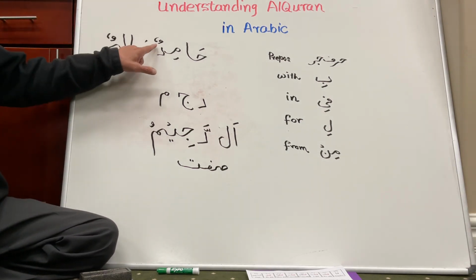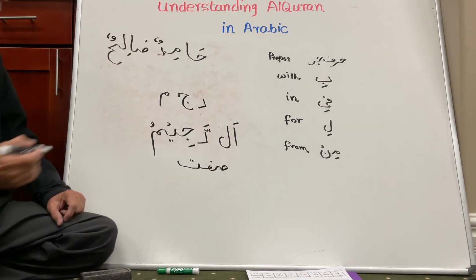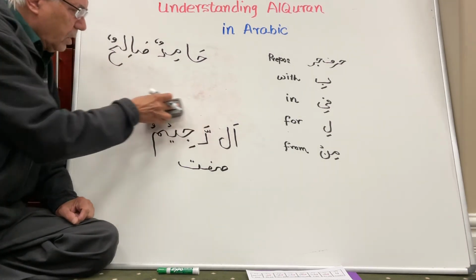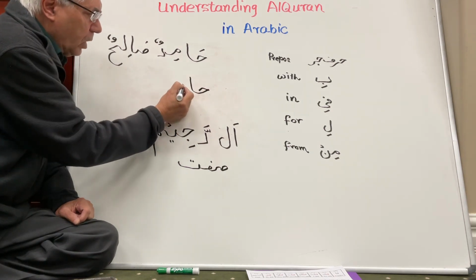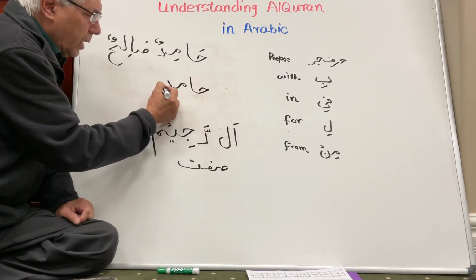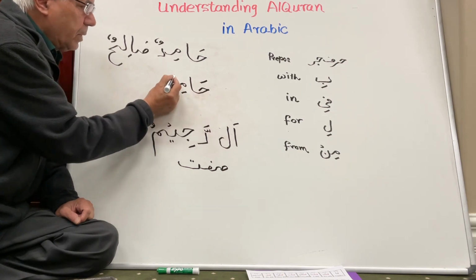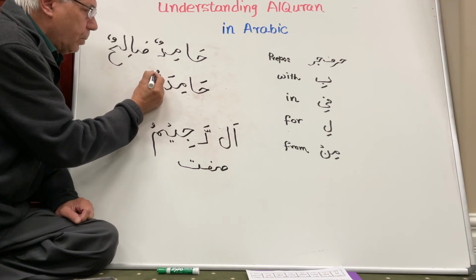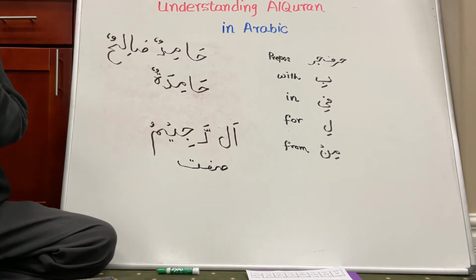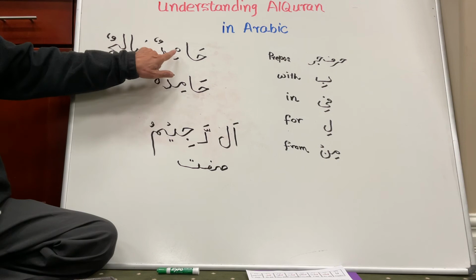Okay. Hamidun salihun. If this is the name of a female, her name will not be Hamidun. Her name will be Hamidatun. When we stop, we say Hamidah. So when you stop, you say Hamid.